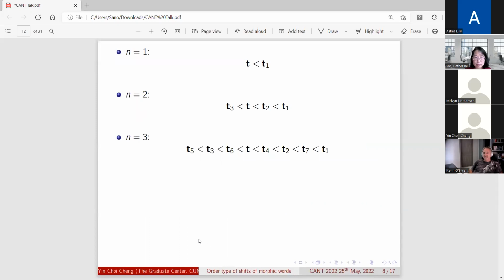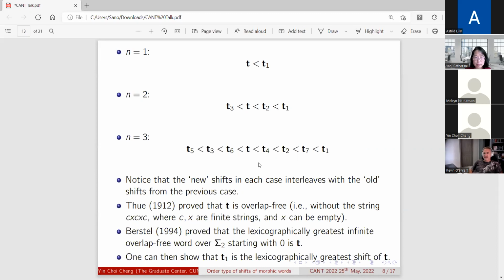Next, n equals 3, we include 4 more shifts. So what do we notice here? So observation number 1, we notice that the new shifts in each case interleave with the old ones in the previous case. So n equals 1, that's the starting case. For n equals 2, the new shifts are the second shift and the third shift. For n equals 3, the new shifts are the fourth shift up to the seventh shift. And we see that they are stuck right between some of the old shifts from the previous cases.